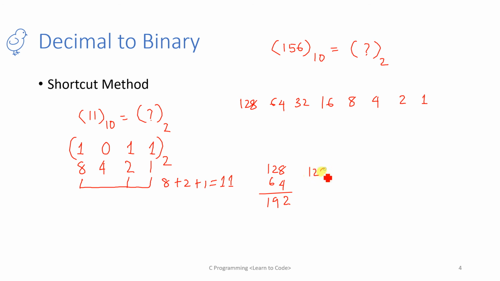Now let us say 128 plus 32. So what do you get? 160. It is also crossing 156, so I should discard this one also. So then what will I do? 128 plus 16. How much do I get? 144. Now let us put 1 by 1. I will put 1 here. So 128 plus 16 is 144.